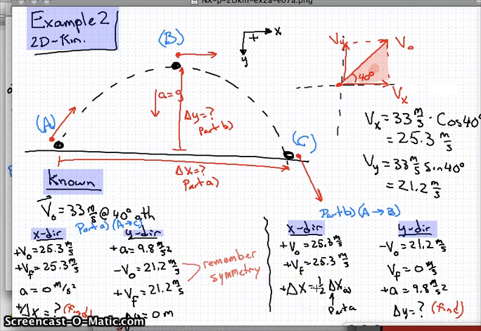However, due to the fact that this is symmetrical, we may be able to take advantage of the fact that the delta x we just found is actually twice from the A to B. So in other words, A to C is what we just found. We know that A to B, and I don't have that vector drawn here, would be half that total amount because of the symmetry. So that's something we may find to be useful.